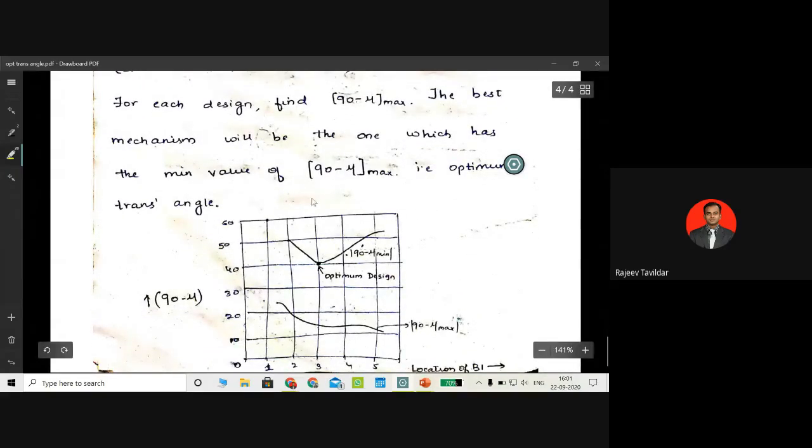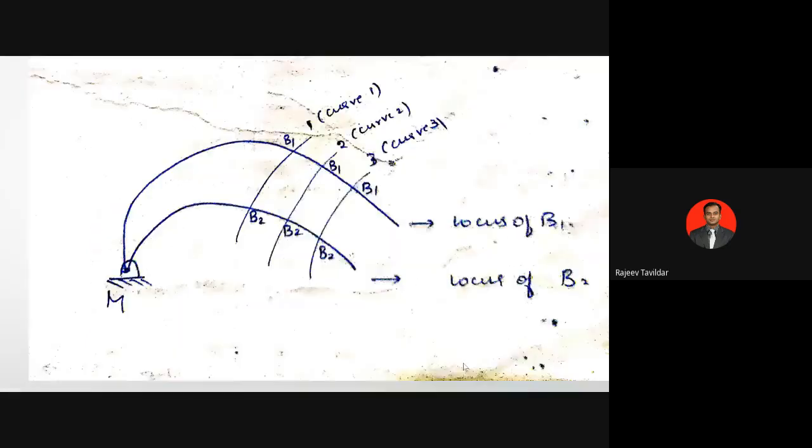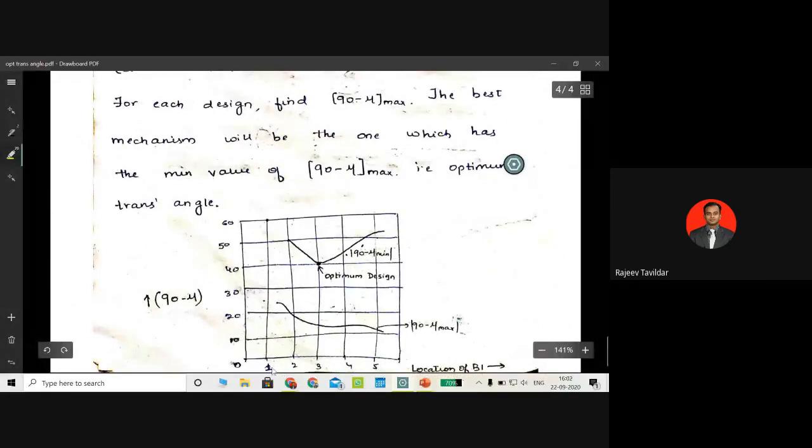The graph is something as shown in the figure over here, where the x-axis refers to the location of B1. What is this location of B1? Curve 1, curve 2, curve 3, and so on. That's what I've written here: 1, 2, 3, 4, and 5. These are the 5 different curves of B1. And on the y-axis, I'm having a simple value called 90 minus mu, and I've scaled it like 10, 20, 30, 40, 50, 60, and so on.